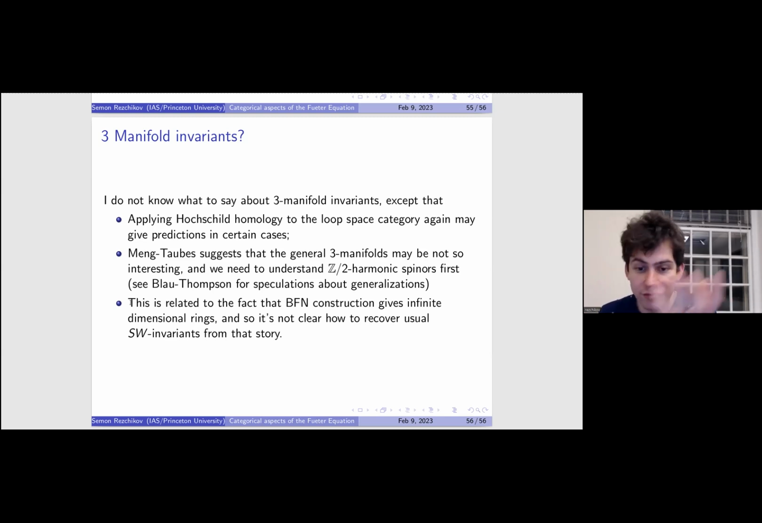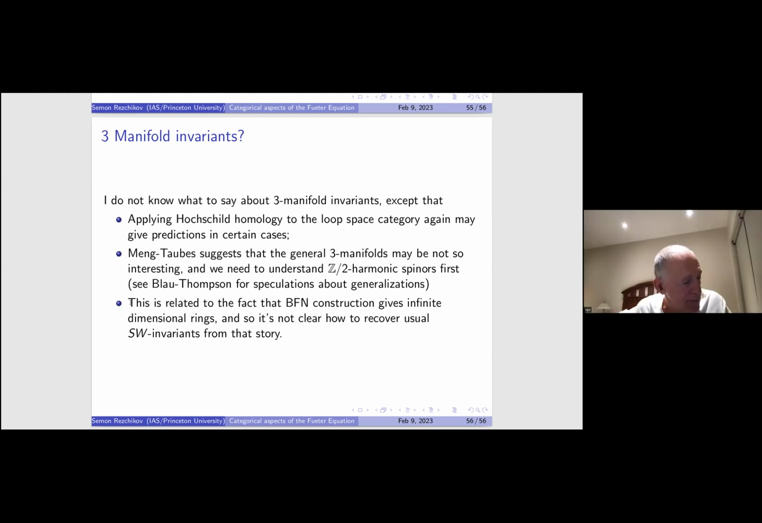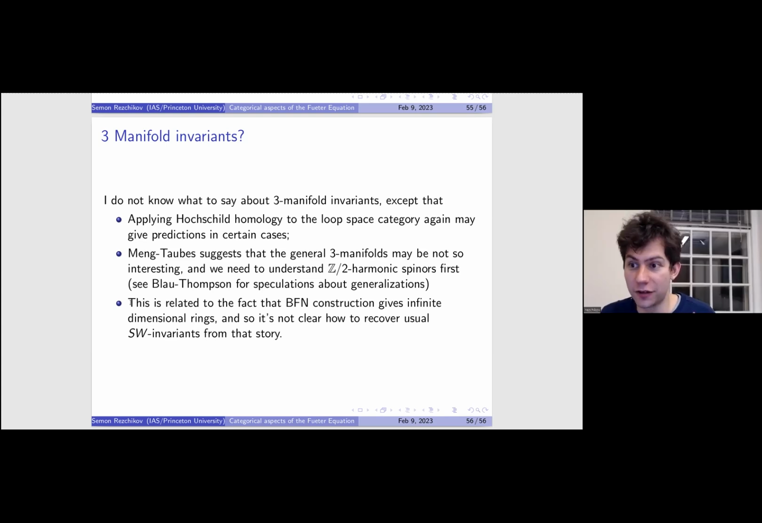But there's some gap, because, for example, we know that the actual Seiberg-Witten equations assign a ring to the two-sphere. I forget what it is, but you can compute it. And from that, using the usual TQFT formalism, you can compute the 3D Seiberg-Witten invariant of a 3-manifold. And I don't know how that's related to what their ring does, because their ring is infinite dimensional, so it's not obvious what you're supposed to do.